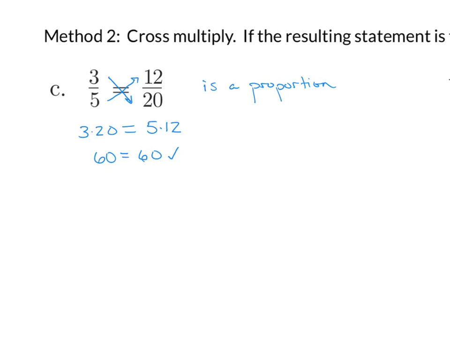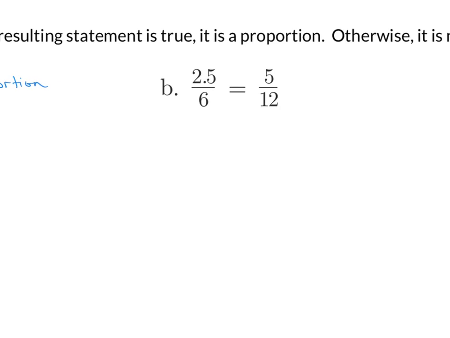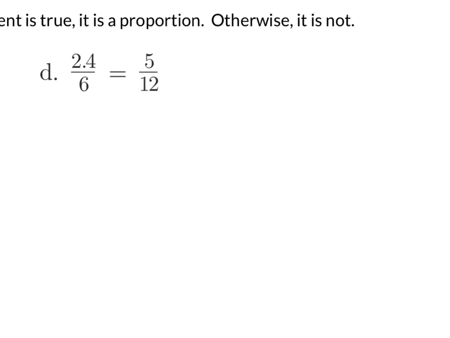All right, let's go ahead and look at one more. Okay, for our last example, let's look at 2.4 over 6 equals 5 over 12. For this problem, one thing to note is that we can leave the decimals alone and work with them in decimal format. We do not need to rewrite our fraction without decimals because we are cross multiplying. So we're going to cross multiply on this.